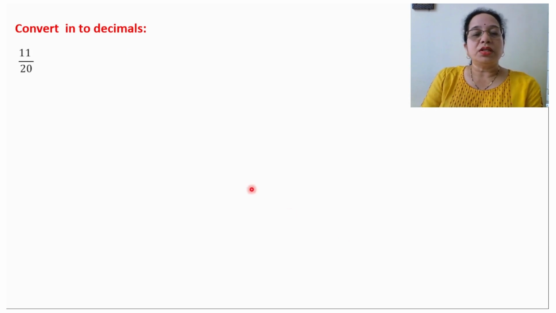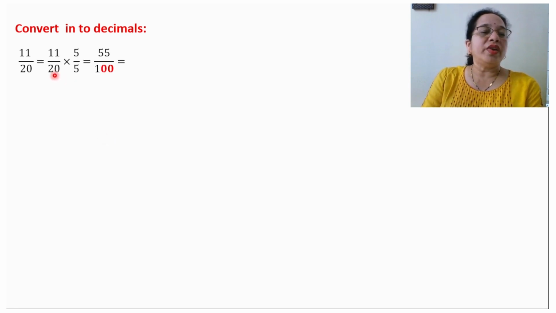Convert into decimals, so 11 upon 20. We can multiply this 20 by 5 so that you will get 100. So 11 5s are 55 and 20 5s are 100, and now you know how to convert into decimal. Two zeros are there, so leave these two places and put decimal over here, 0.55. This is the easiest way of converting into decimals instead of doing it by the division method. So whenever it's possible to convert the denominator into 10, 100, 1000, always go with this method.